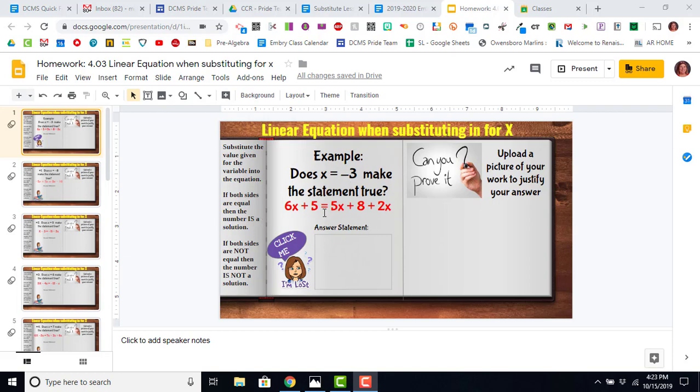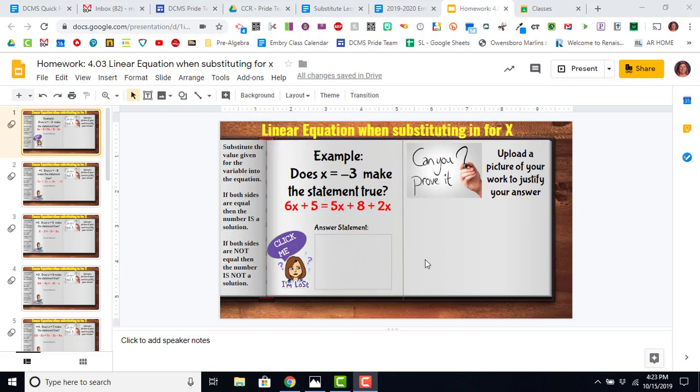Remember, in order for my statement to be true, I've got your steps listed over here. Step 1 is to substitute the value given for the variable into the equation. So on each little x in 6x, 5x, and 2x, I'm going to replace that x with a negative 3. And then I'm going to do my math. If both sides are equal, then the number is a solution, and it will make the statement true. If both sides are not equal, then the number is not a solution, and the statement is not true.